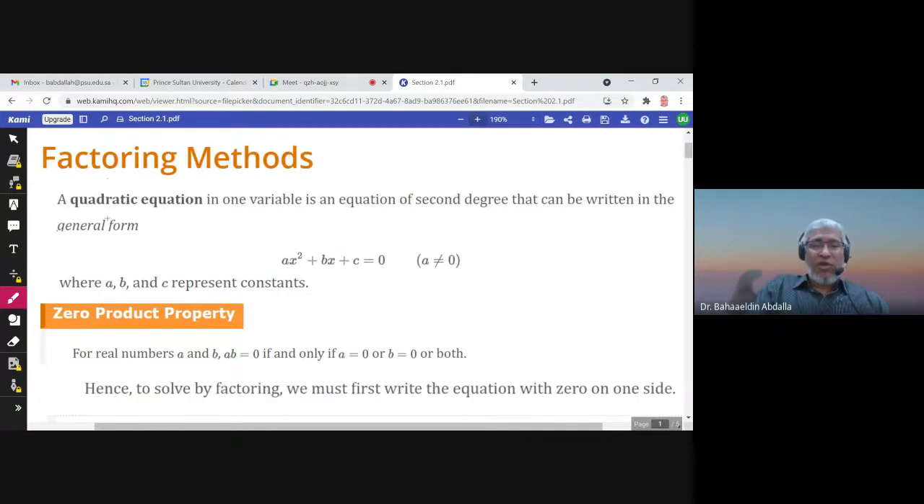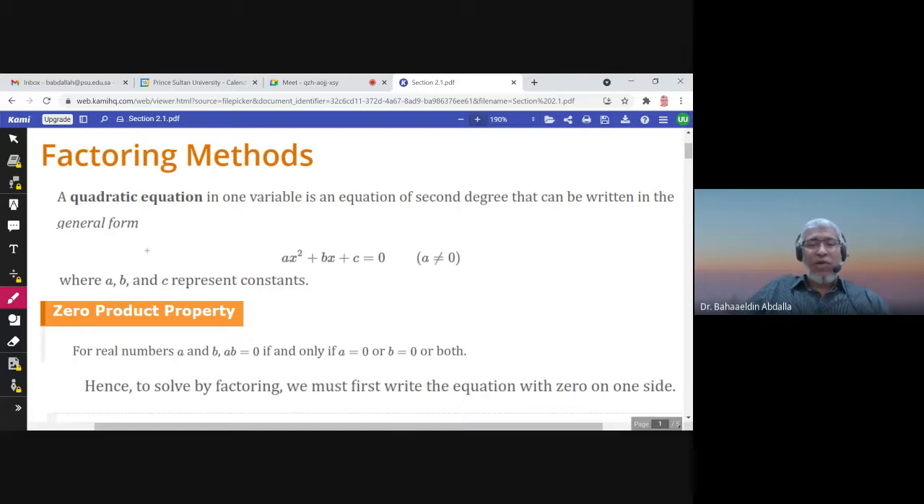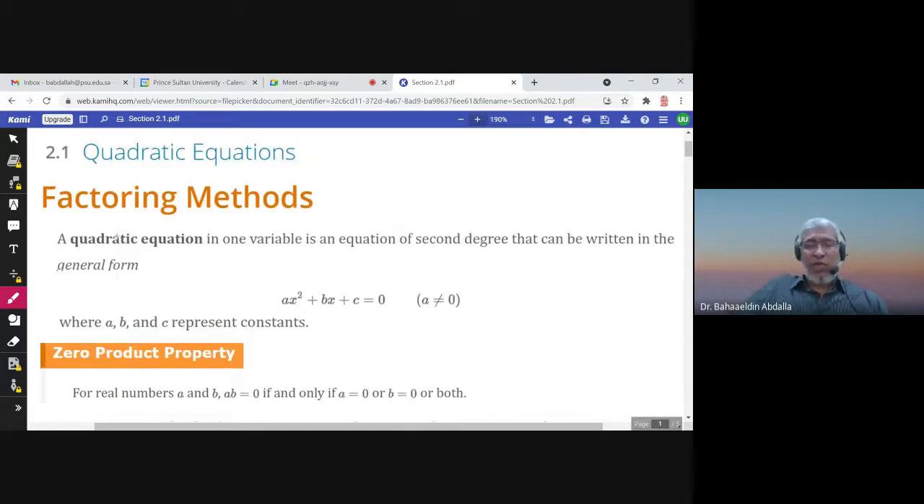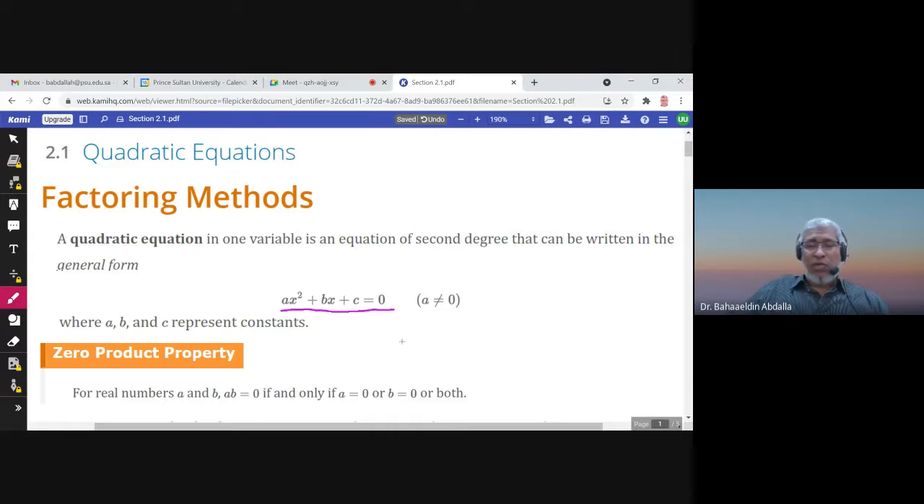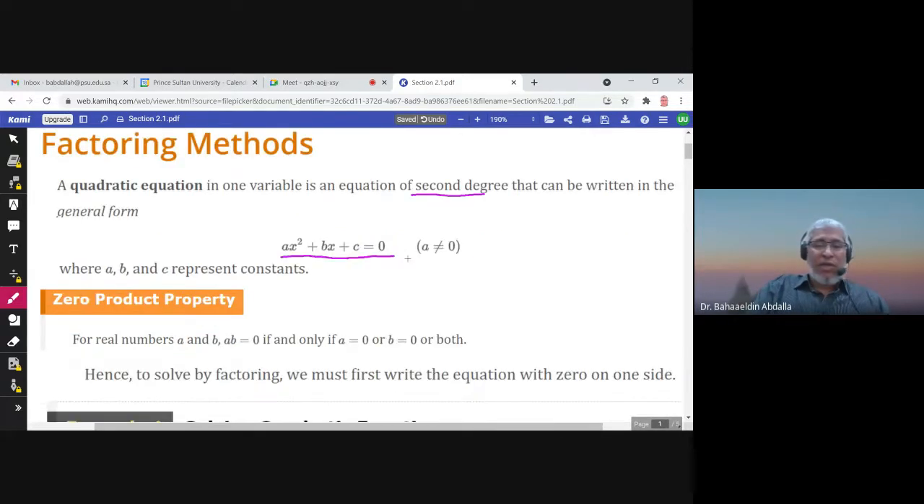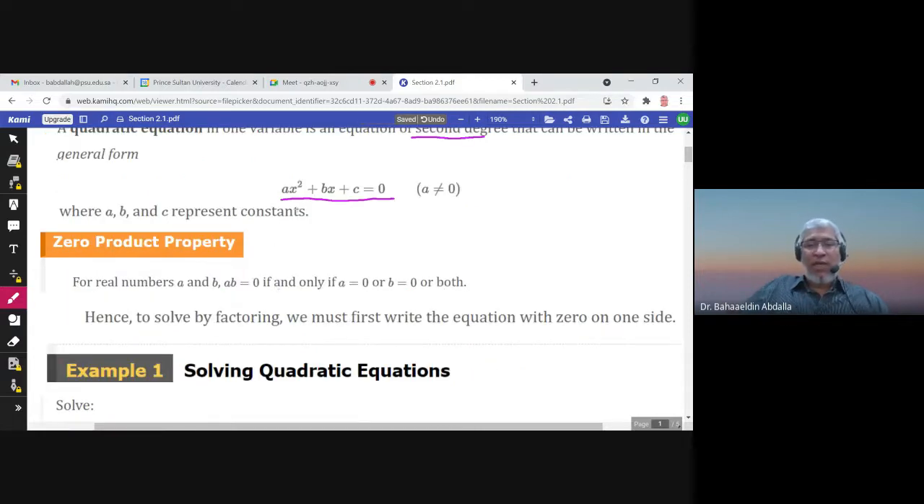First, the factoring method. A quadratic equation is an equation written in this form. So x has power 2 and a is not 0, because if the coefficient of x squared is 0, the equation would be linear. So this is the quadratic equation, ax squared plus bx plus c equals 0. Or we can say it's an equation of second degree. a, b, and c are constants here.